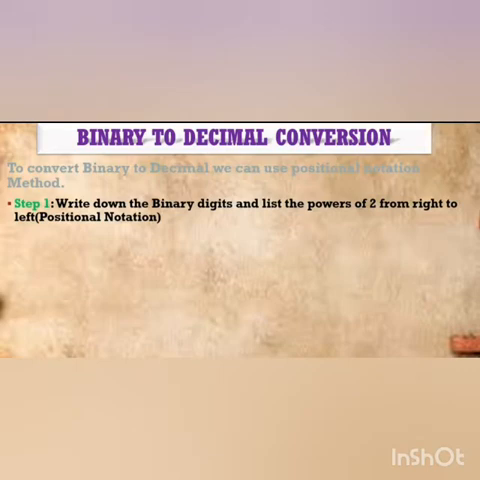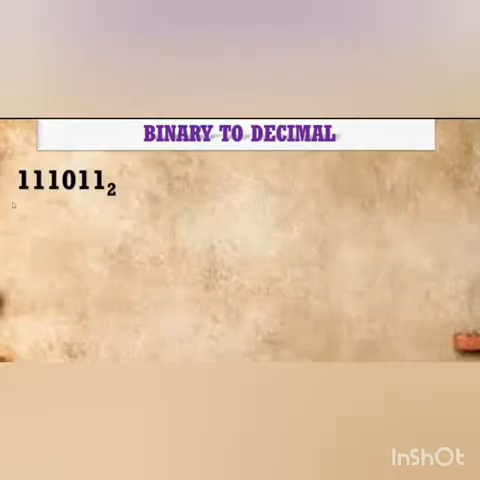Step 1, write down the binary digits and list the powers of 2 from right to left as positional notation. Simultaneously, let us see the example sum. Then it will be easy for you to understand. Convert 111011 base 2 into its equivalent decimal number. So this is the binary digits. Because the base value of binary is 2, the question is a combination of ones and zeros.